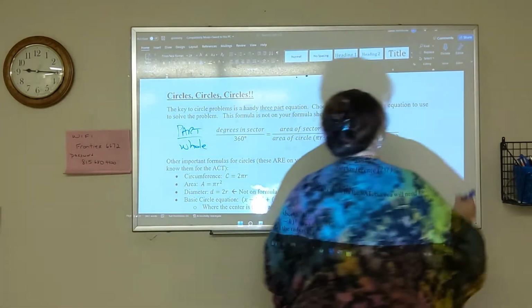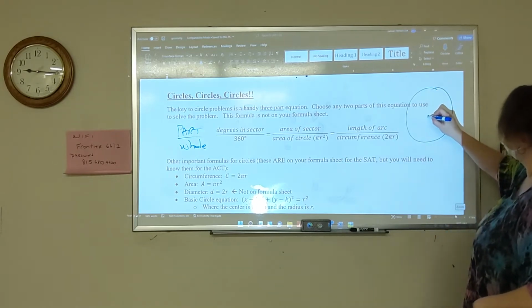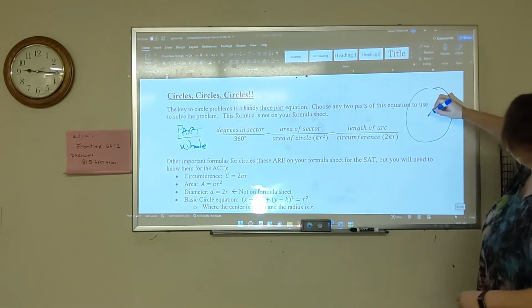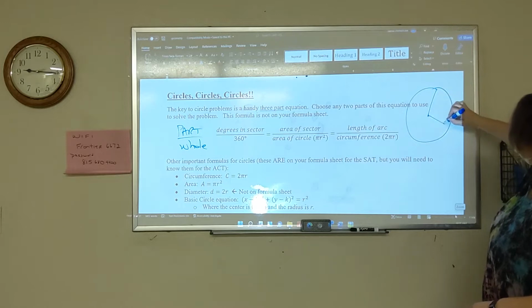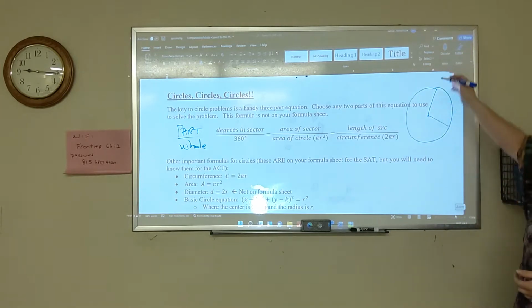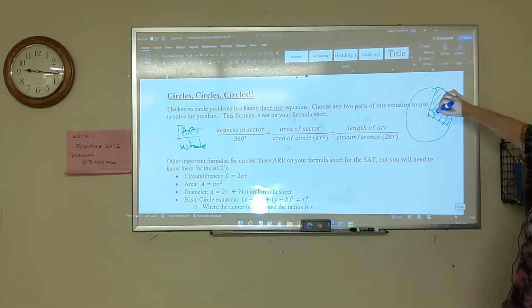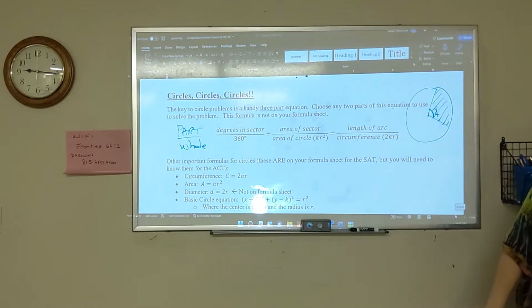Well, let's draw a picture. We've got a spiffy-diffy circle, kind of looks like an egg. When we talk about a sector, what we're really talking about is some sort of pie wedge, some sort of pie piece. So this right here would be your sector. Your degrees in sector would be whatever this angle measures right here.